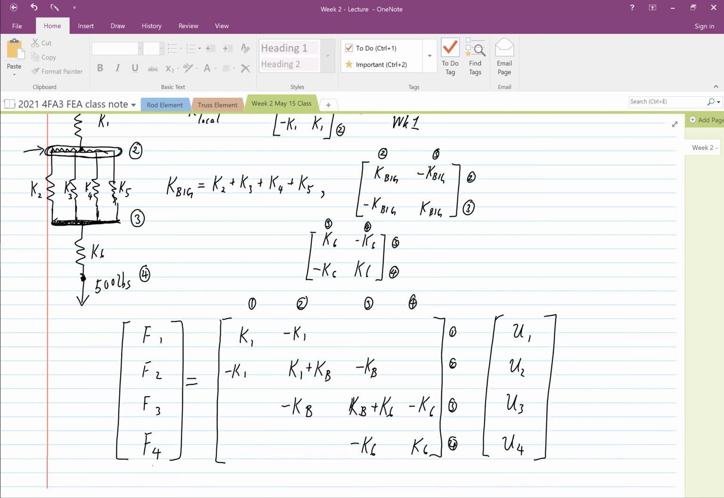U1, sorry guys, KB and K big, same thing. You know, I'm just too lazy to write down the subscript. Yeah.